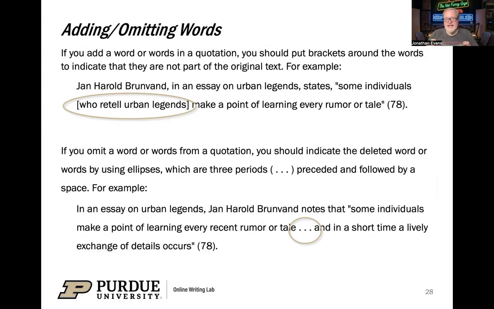The brackets allow you to modify a quotation. It lets the audience know that you've done so, and usually you do it for a couple of purposes. You can use it if you need to change something, like add a D or an ED to the end, or an ING to make something fit the context of your text. You can do things like that.